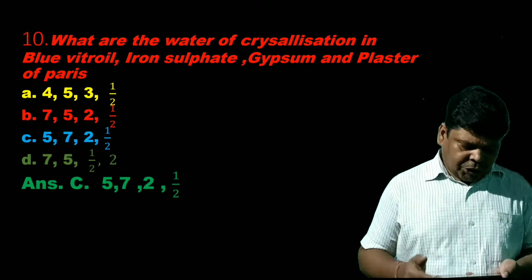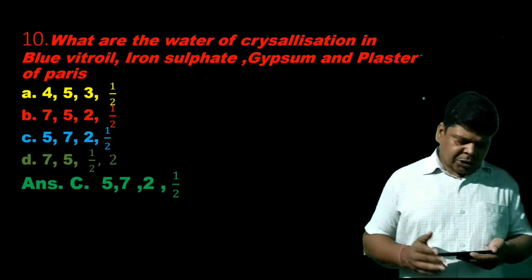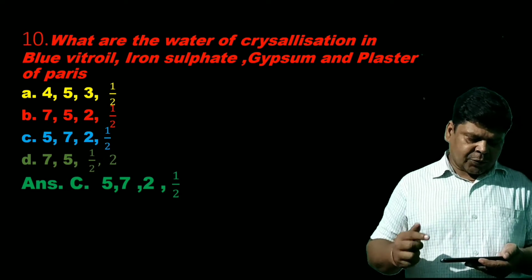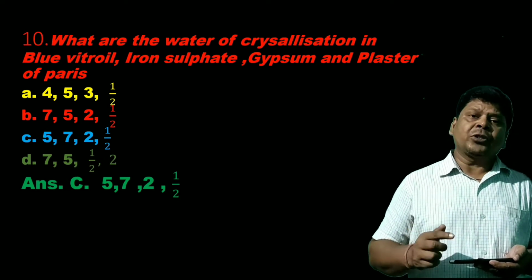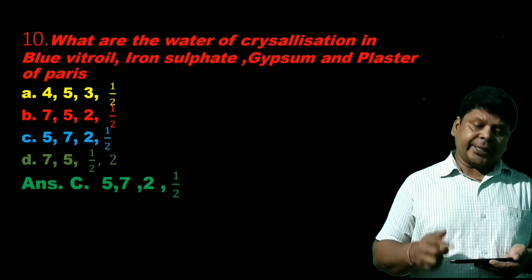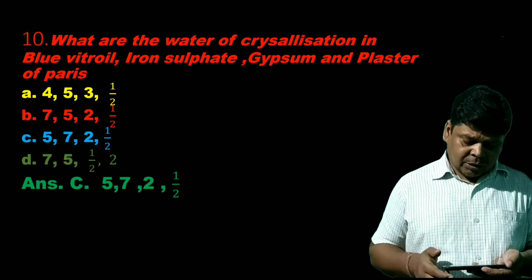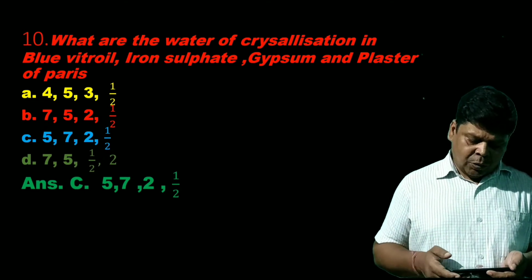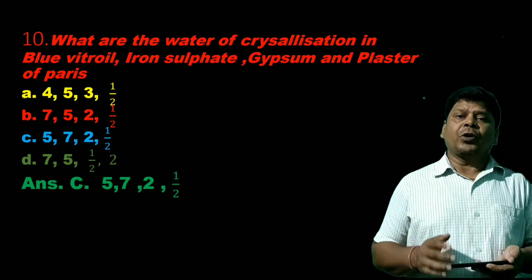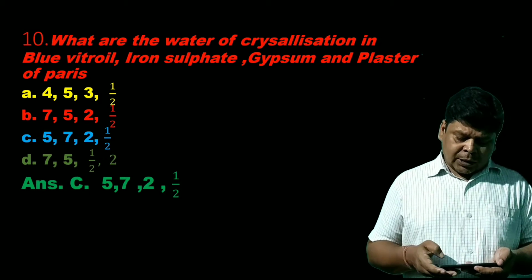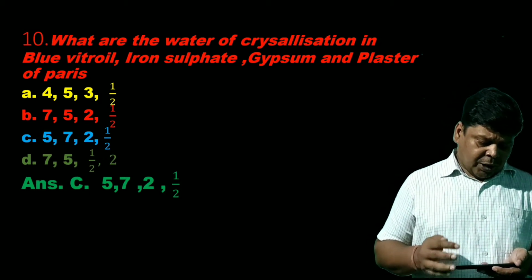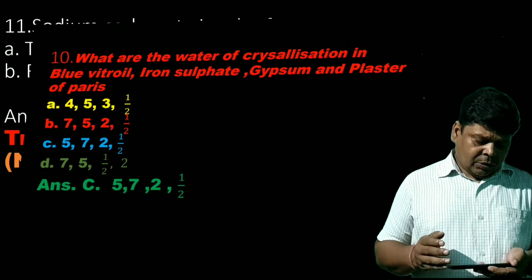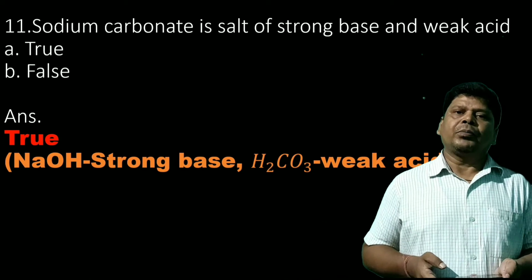Now the question is, what are the waters of crystallization in blue vitriol? Blue vitriol is CuSO4 5H2O. So the water of crystallization is 5. Iron sulfate, FeSO4 heptahydrate, actually has 7 waters of crystallization. Gypsum has CaSO4 2H2O, so the water of crystallization is 2, and plaster of Paris, CaSO4 half H2O, so it is half. Here it is 5, 7, 2 and half. And the answer is C, 5, 7, 2 and half.